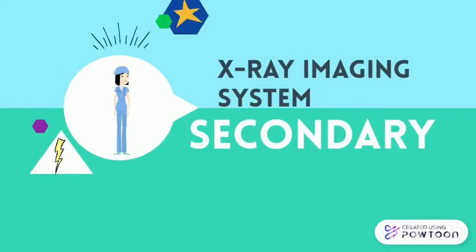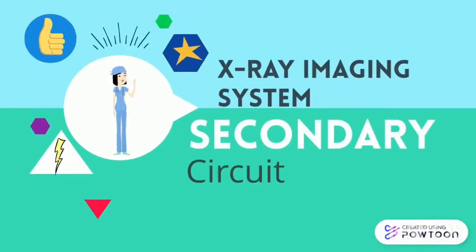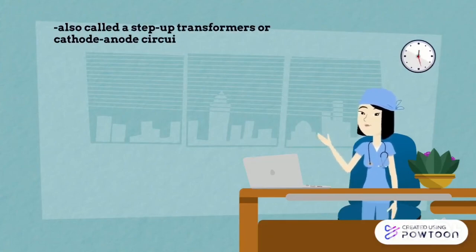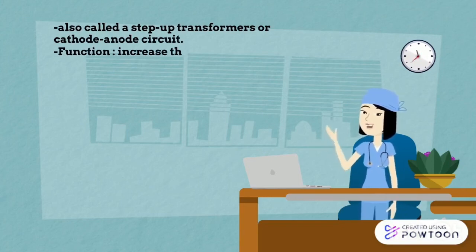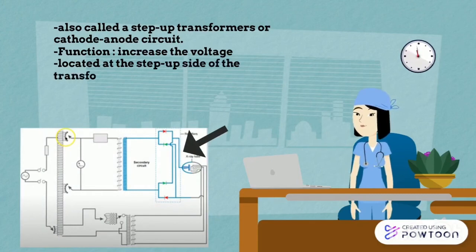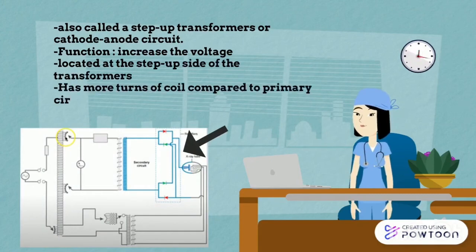And now we are moving to the last part of the X-ray imaging system, which is the secondary circuit. The secondary circuit, also called the step-up transformer or high-voltage circuit, is a device that functions to increase the voltage. It is located at the step-up side of the transformer and has more turns of coil compared to the primary circuit. The secondary circuit consists of a kVp meter, mA meter, and rectifier.